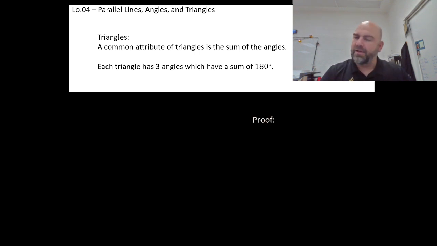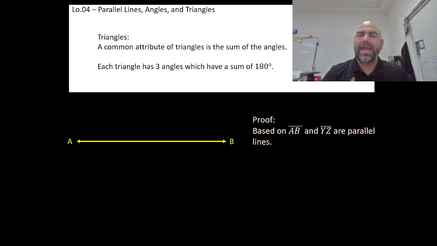Let's explain. Here's our proof. We're going to use two lines. We're going to use the line AB right there and the line YZ, which happen to be parallel lines. Okay, so that means that we're going to be able to use some of the proofs that we know about parallel lines.